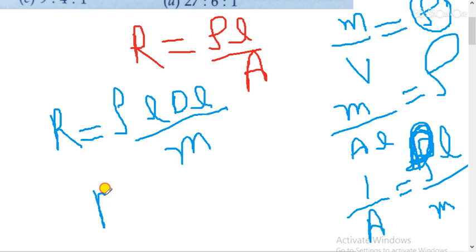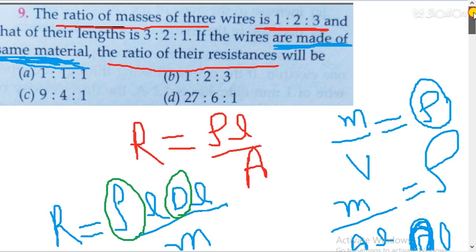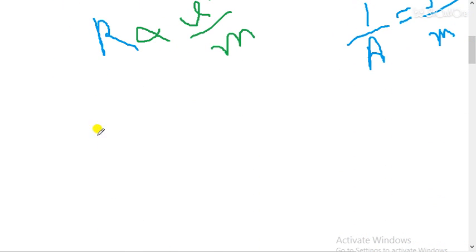Now students, resistance is depending upon which factors? You can see here. Resistivity is constant, density is constant. So resistance is directly proportional to L square by M. That means resistance is depending upon now length and mass. So mass ratio 1:2:3 and length is 3:2:1. So that means the three resistances will be in the ratio length square. So first resistance 9 by mass 1.